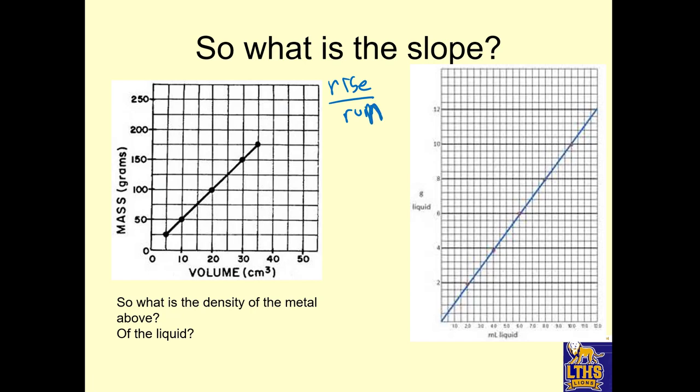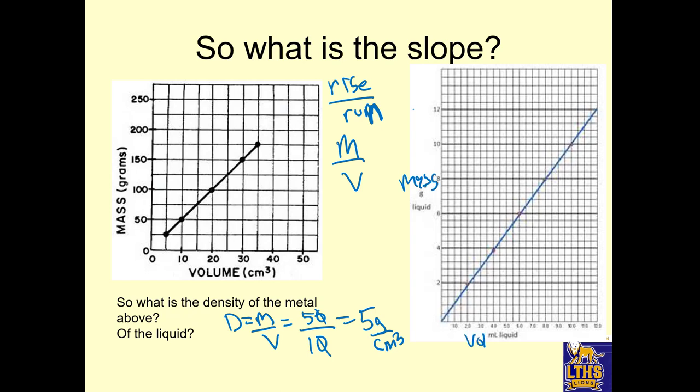So what is the density of the metal above? It's also mass over volume, so I could pick any of these points. If density is mass over volume, and this point has a mass of 50 and a volume of 10, that's easy enough. My density is 5 grams per centimeter cubed. For this liquid, again, I've got mass, which is in grams, and then volume, which is in milliliters.